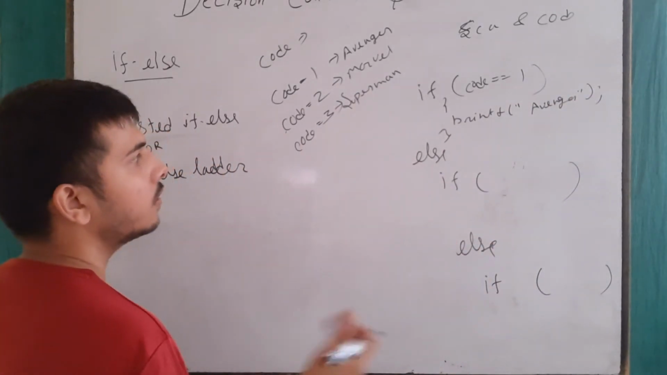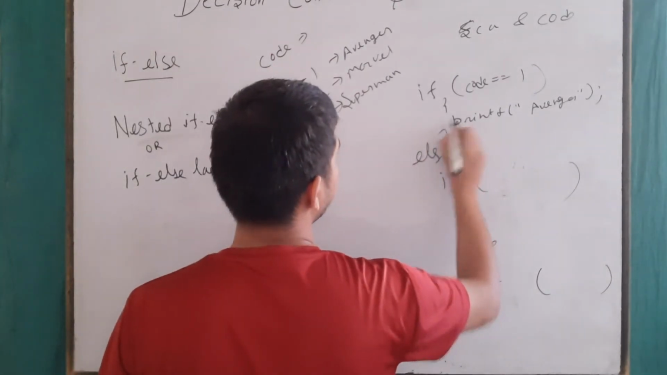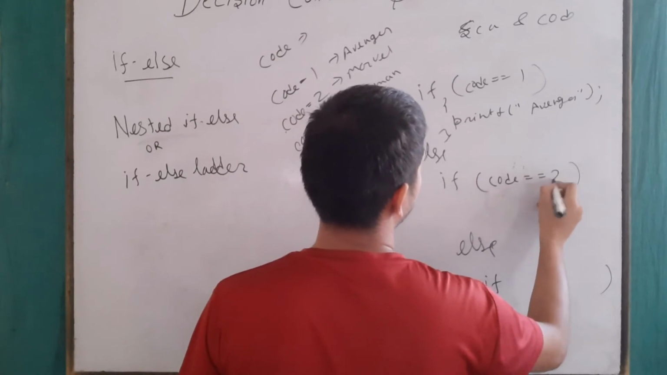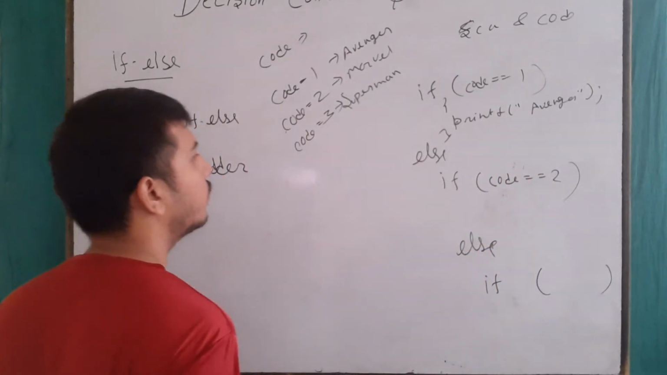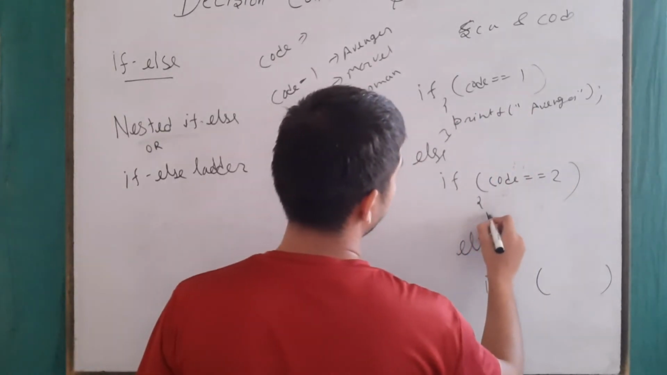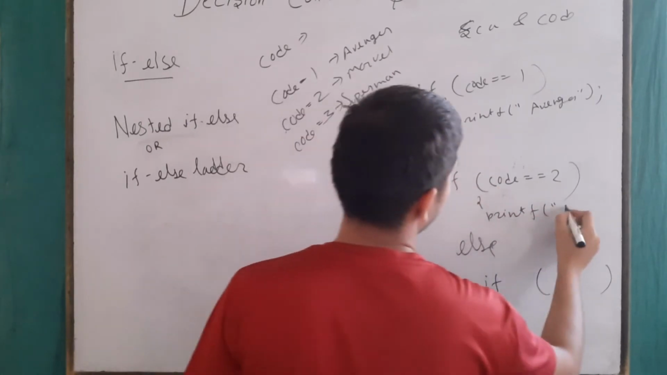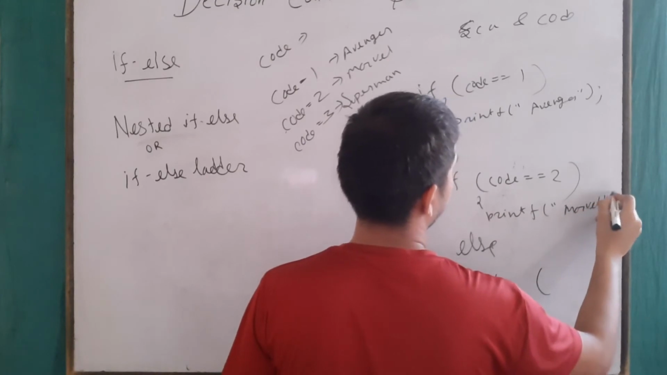Else, if our code is not 1, then I'll check if code is equal to 2. If it is code number 2, then what I will be doing? printf of Marvel.